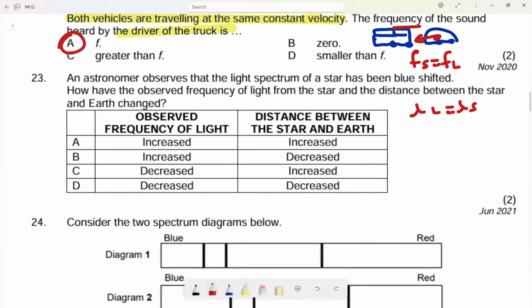Number 23, they tell us an astronomer observes that the light spectrum of a star has been blue shifted. What does blue shifted mean? We are moving towards a higher frequency. How have they observed the frequency of light from the star and the distance between the star and Earth change? We are repeating this. The frequency will increase and the distance will decrease. They are inversely proportional. The most correct answer is B.